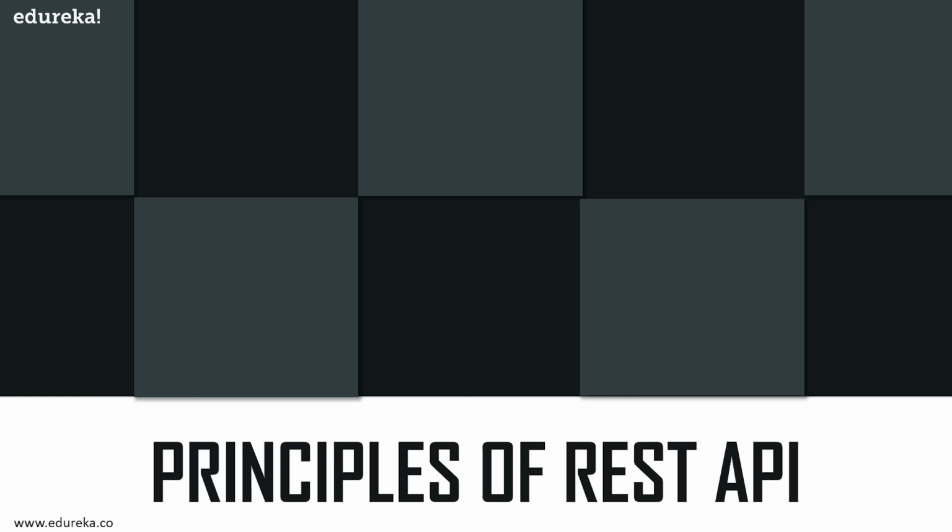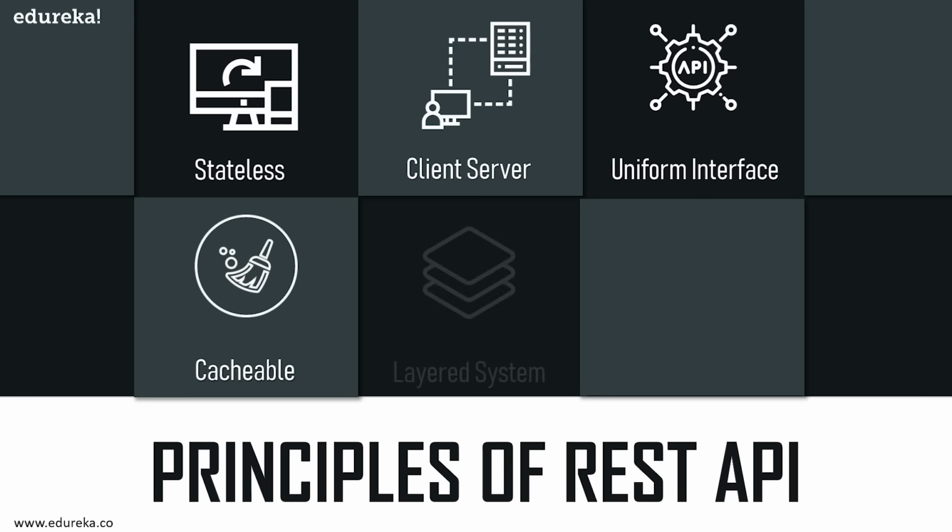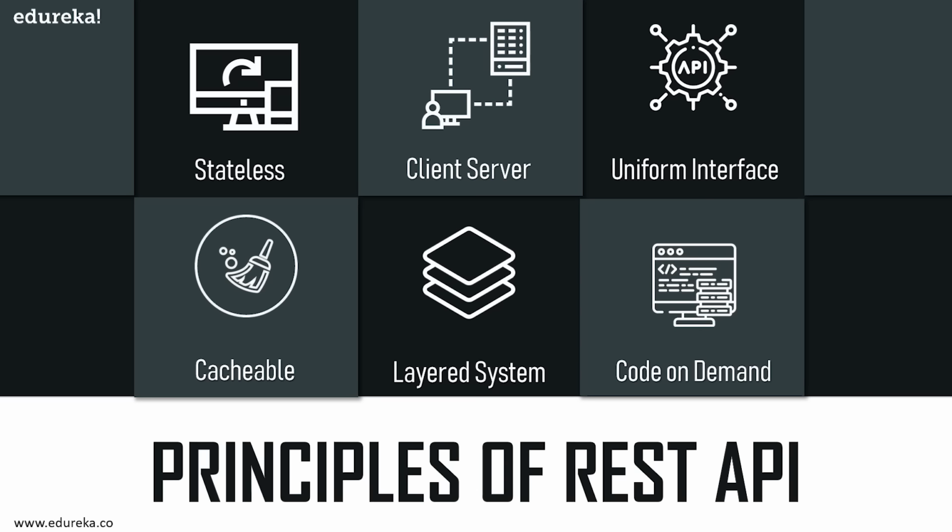So the 6 guiding principles are stateless, client-server, uniform interface, cacheable, layered systems, and code on demand. Talking about stateless, what I mean is that when requests are sent from a client to the server, they contain all the information required to make the server understand them. It can be a part of a URL, query string parameters, body, or even headers.